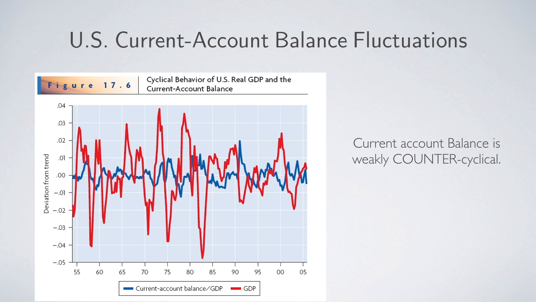So this is why we observe a counter-cyclical fluctuation of the current account balance. From this graph, we can see that whenever the current account balance increases, output decreases. Whenever output increases, the current account balance decreases. That's the reason behind this pattern: the graphical analysis we just learned.